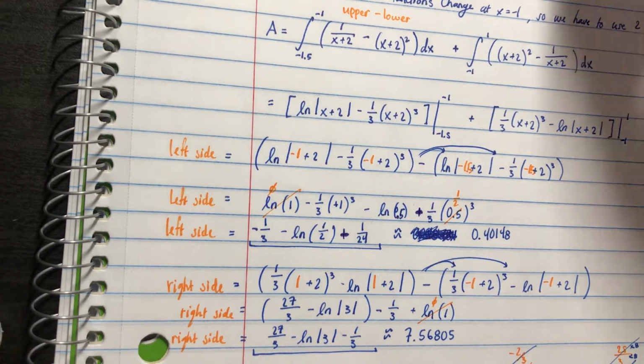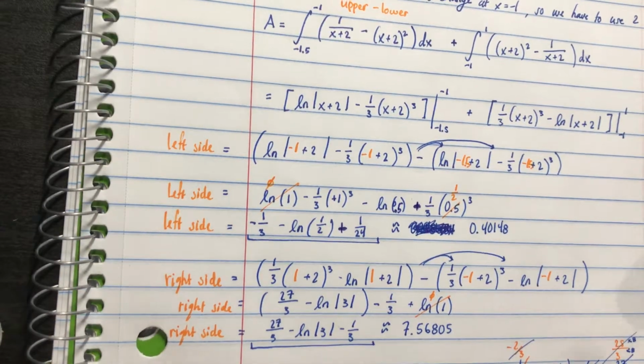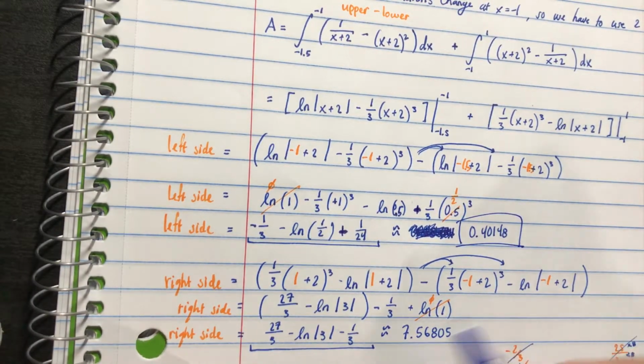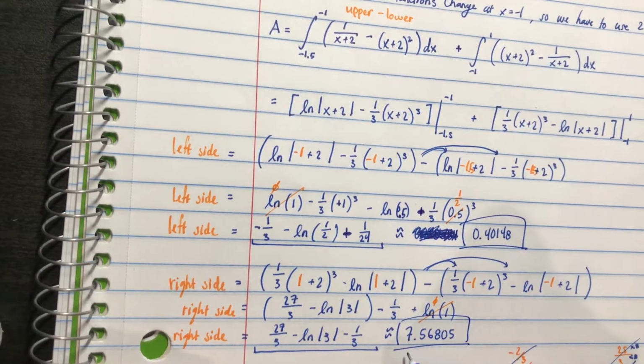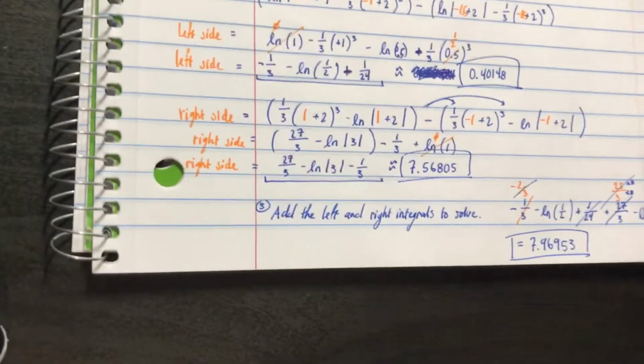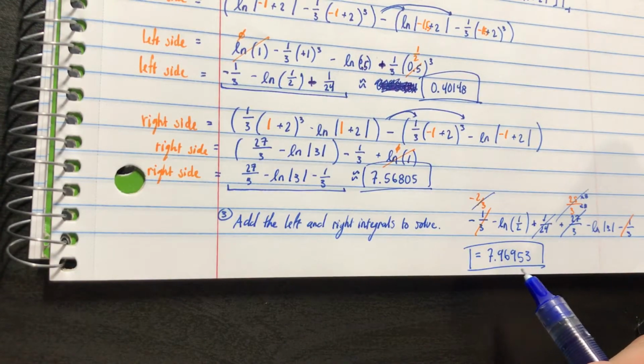Now, you'll have to recall that the entire point of this is to add these two areas together in order to find the total area that's enclosed by these functions. When we add these two numbers, 0.40148 and 7.56805, we get a final answer that is equal to 7.96953.